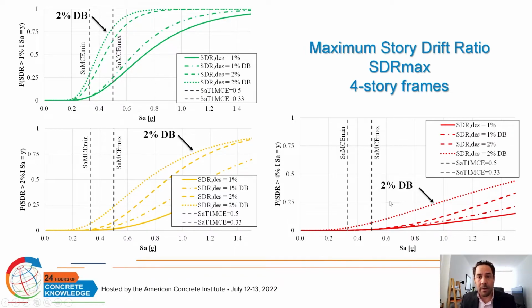If we compare the demand at the MCE level with the probability of exceeding the 4% story drift ratio, which is close to collapse, we notice a low probability, which indicates that these buildings might not be in danger if the MCE level demand is sought by the building.